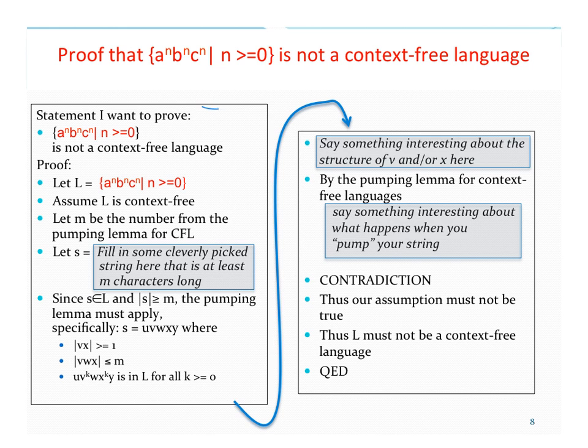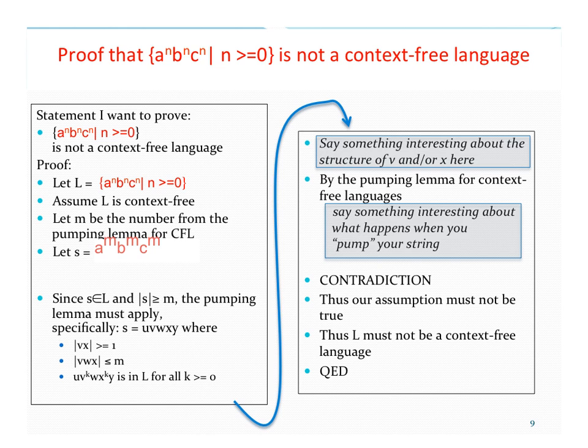Okay, so here's what I want to prove, and now I'm going to do my proof. Let's let L equal this. Assume L is context-free. Let M be the number from the pumping lemma. Now we've got to pick some clever string. And a lot of the time, it's convenient to say, well, what if I take kind of the outline for my language and replace all the n's with m's?